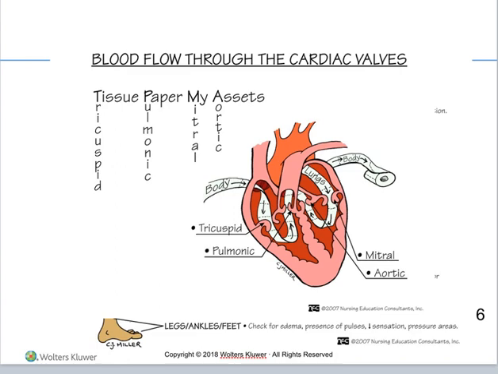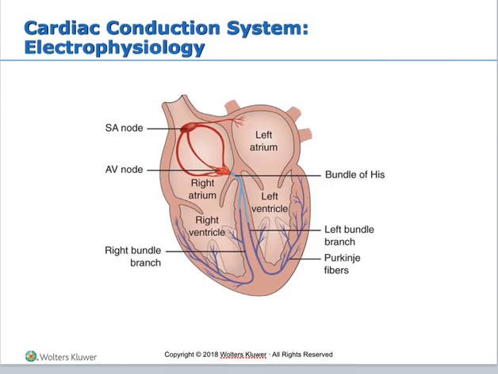So an important connection between the valves, murmurs, and auscultation, and the flow of blood. All these pieces go together. And then layer on top of that is the electrical conduction of the heart. The cardiac muscles are unique, and I'm not going to review that in great detail, but I will talk a little bit on the next slide.